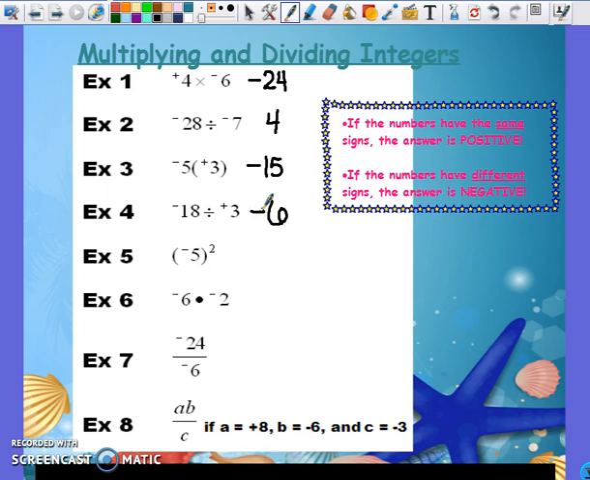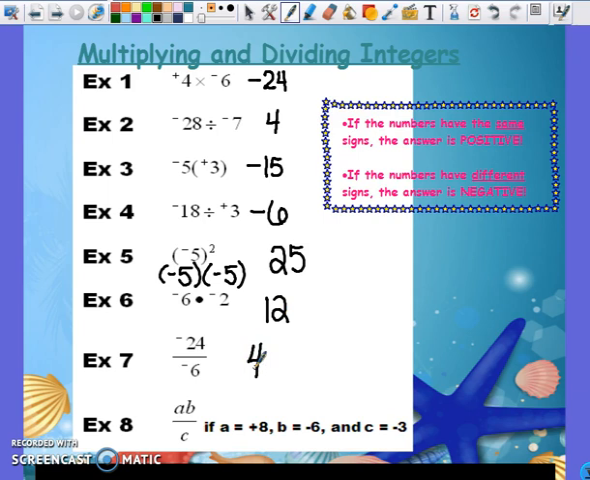This one's one of my favorites because we have our squares. Negative 5 squared simply means negative 5 times negative 5. The negative's inside the parentheses, so that means that the whole negative 5 is getting squared. Well, 5 times 5 is 25, and 2 negatives, same signs, make it a positive. 6 times 2 is 12, and negative times negative makes it a positive because it's the same signs. 24 divided by 6 is 4, and same signs, so it's positive.